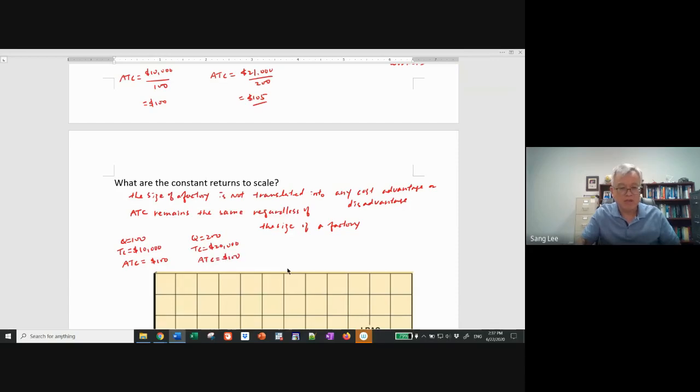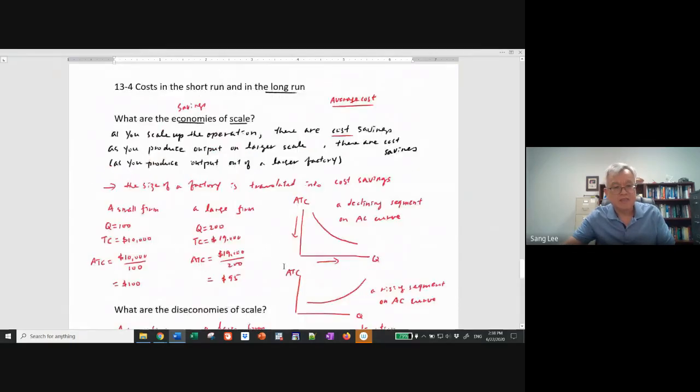So what do you see? As output doubles, total cost exactly doubles. So average total cost remains the same. So that means as the size grows, average total cost is what? No matter how many units you produce, the average cost curve is what? Flat, remains the same.